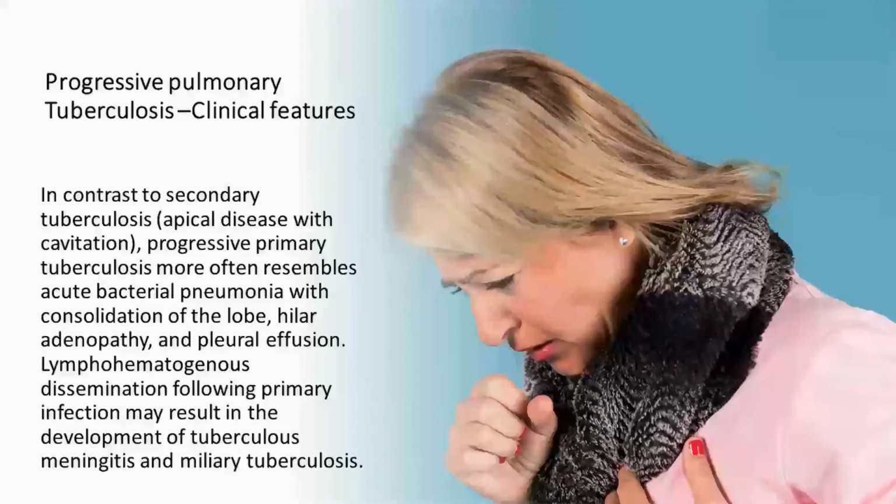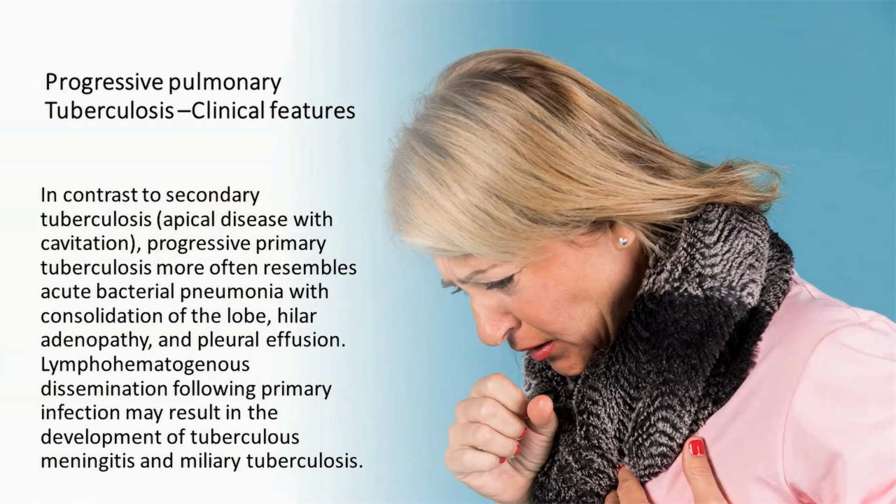Clinical features of progressive primary tuberculosis. In contrast to secondary tuberculosis, which is an apical disease with cavitation, progressive primary tuberculosis more often resembles acute bacterial pneumonia with a consolidation of the lobe, lymphadenopathy, and pleural effusion. Lymphohematogenous dissemination following primary infection may result in the development of tuberculous meningitis and miliary tuberculosis.